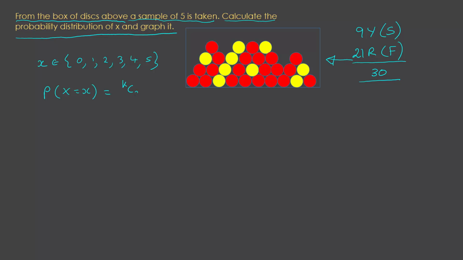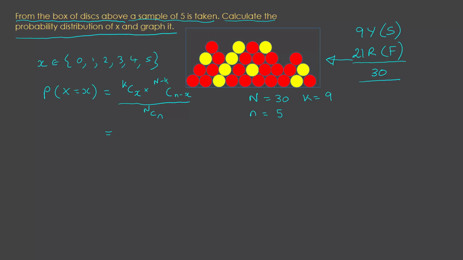KCx, if there's K successes in the box, multiplied by (N minus K) C (n minus x), all over N C n, where N is the total number in the box. So in this case, N is 30. Little n is the sample size. So in this case, n is 5. K is the number of successes, which is 9.